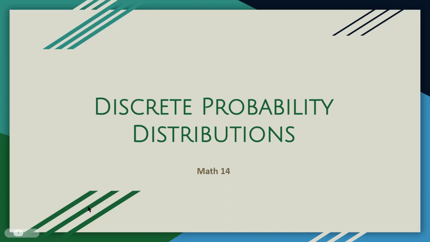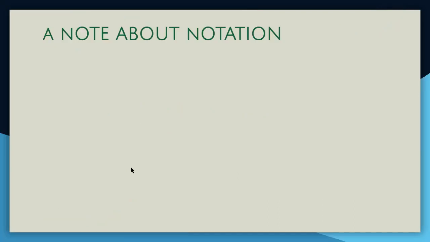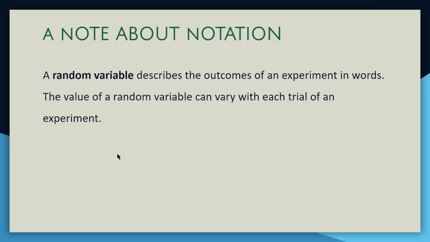Here we're starting Chapter 4 and we're discussing discrete probability distributions. Let's start with a note about notation. A random variable, which we introduced in Week 1, describes the outcomes of an experiment in words. The value of a random variable can vary with each trial of an experiment.